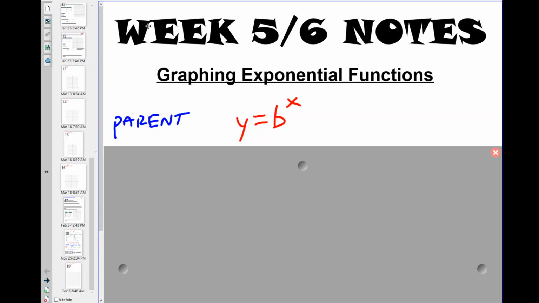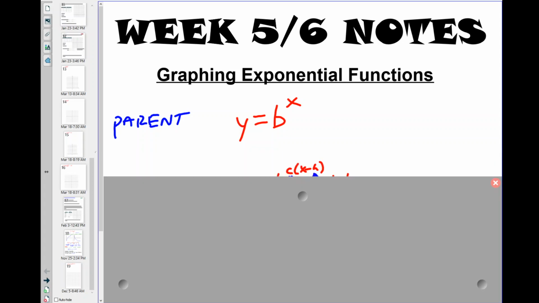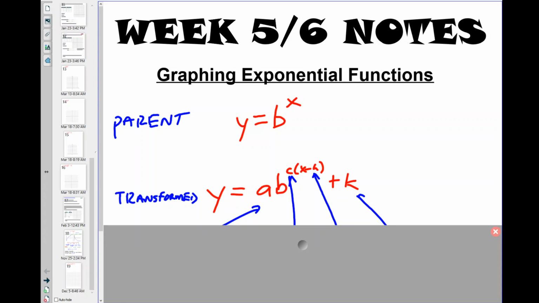The only thing that changes from parabolas to radicals to exponentials to logs, and I think even later we're going to do absolute value, is just where to find them. So here's where you find A, C, H, and K.